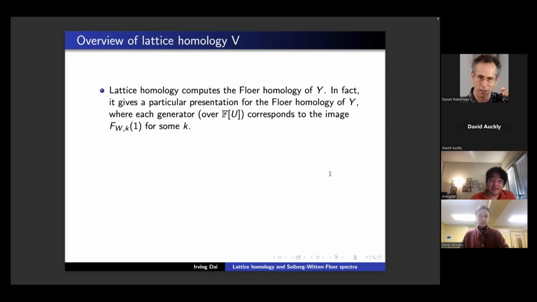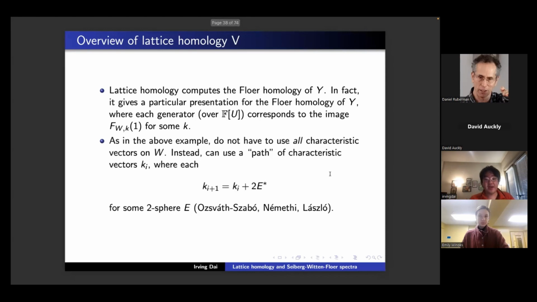It does more than compute the Floer homology of Y. It actually gives a particular presentation of the Floer homology of Y as an F[U]-module. Right? It gives a presentation of the Floer homology as generated by all of these. There's one generator for each spin-c structure of my cobordism, and then there are relations that correspond to the adjunction relations. Okay, and this is very important. It gives a preferred presentation of the Floer homology.